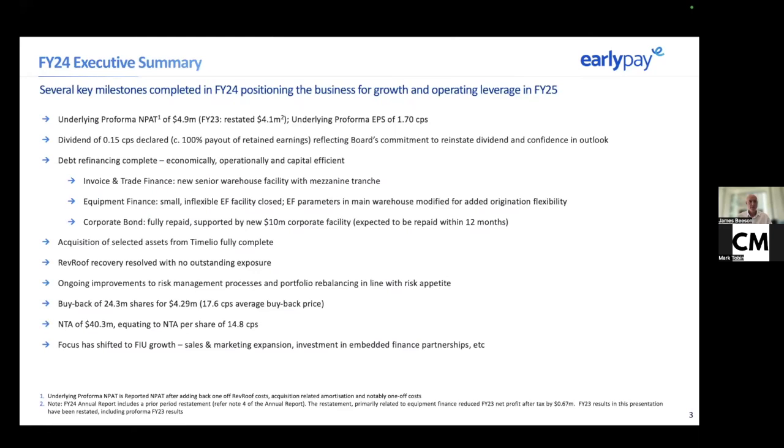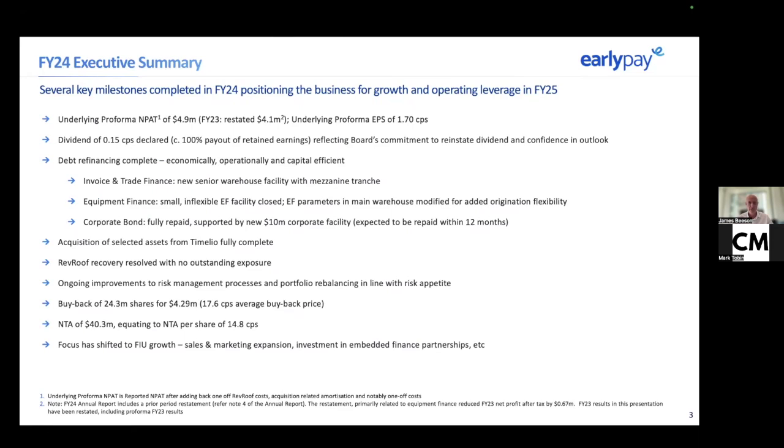Underlying pro forma NPAT adjusts for non-recurring items and amortization, and also the impact of a large loss we had in financial year 23 relating to a business called RevRoof. Adjusting for those factors, the underlying pro forma NPAT was $4.9 million in 24, which was up from $4.1 million in financial year 23. That was slightly restated due to an issue we had in equipment finance, but that won't happen again.